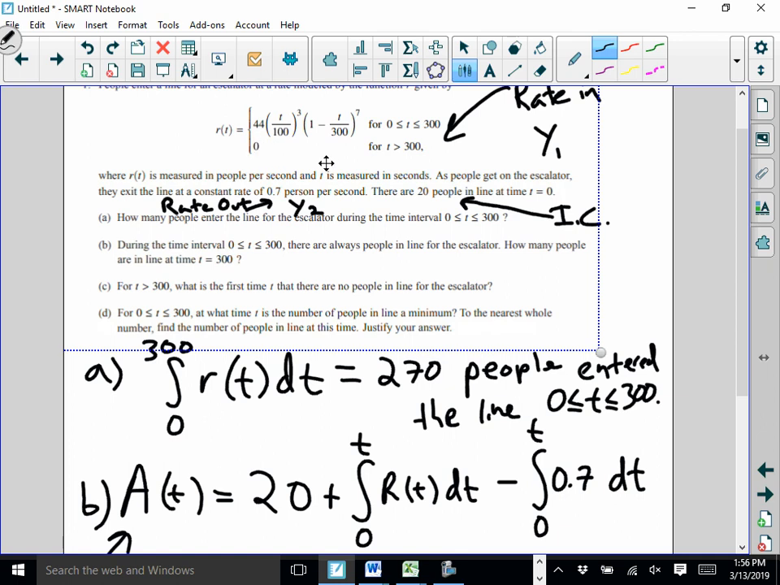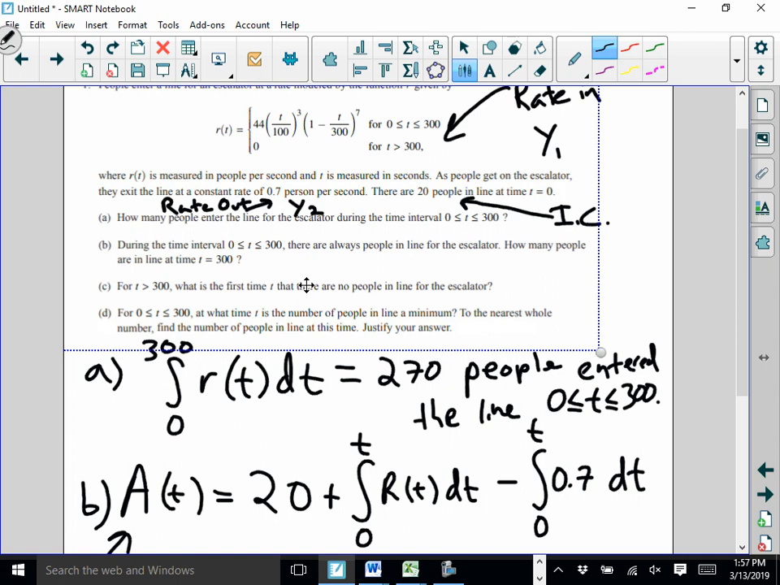Okay? The next thing I want to think about is how many people are in the line currently. Well, I literally just answered that in part B. So there's 80 people sitting in line, and I want to think about how long will it take those 80 people to leave so that there's no more line. Well, all I need to think about here is the rate out. People are exiting the line at a constant rate of 0.7 person per second.